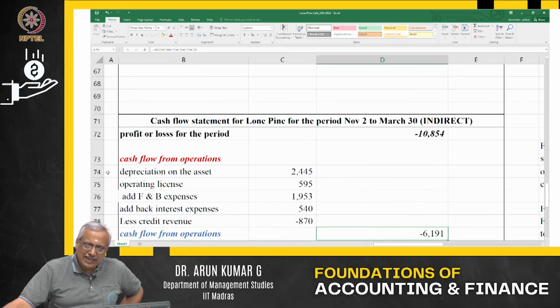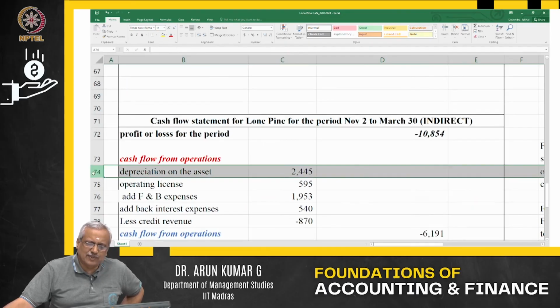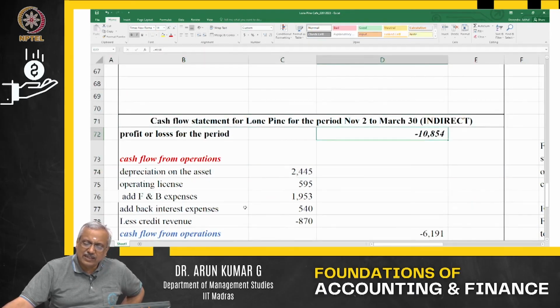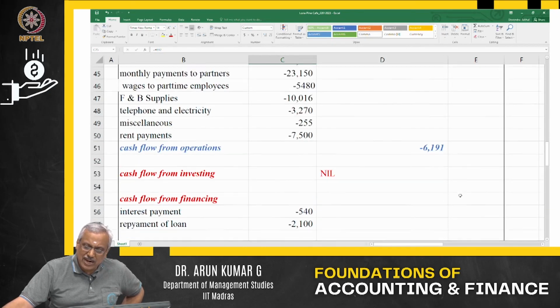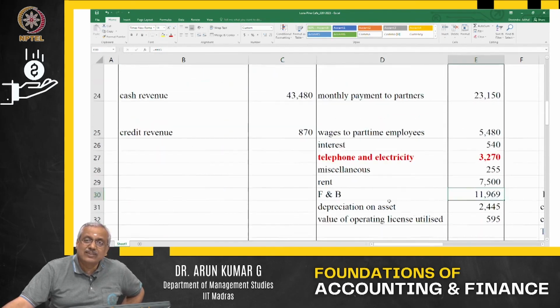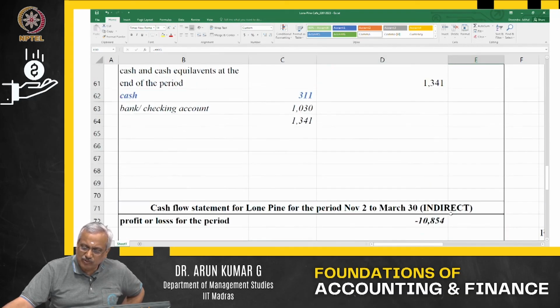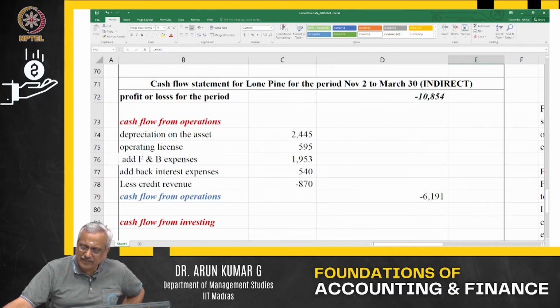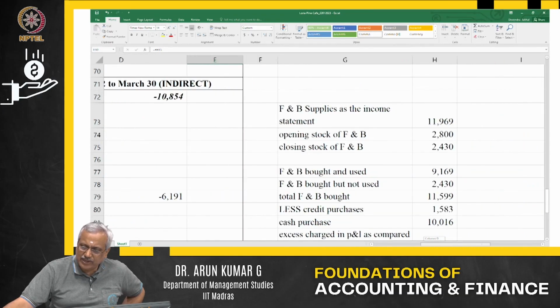What did I do? I added back depreciation as an expenditure, which was deducted when you arrived at the profit. That is not a cash outflow. Operating license, you deducted and arrived at the profit, I added back. F&B, you charged 11,969, whereas your cash outflow is 10,016. How did we arrive at it? We arrived at it in this way out here.